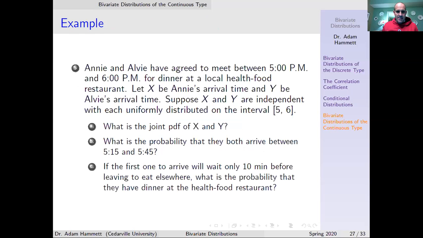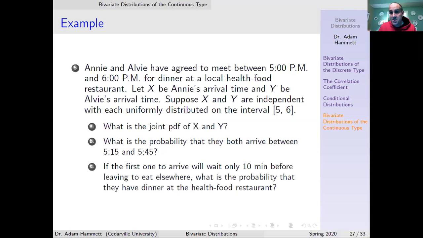Okay, let's do this little example here. Annie and Alvy have agreed to meet between 5 p.m. and 6 p.m. for dinner at a local health food restaurant. Let X be Annie's arrival time and Y be Alvy's arrival time. Suppose that X and Y are independent, with each uniformly distributed on the interval from 5 to 6, okay?